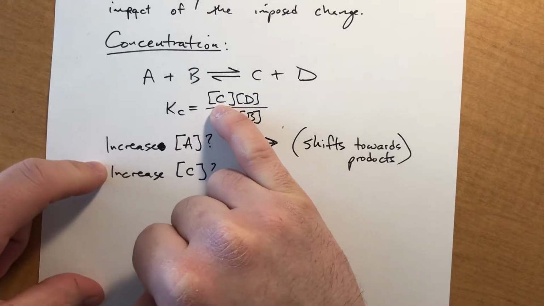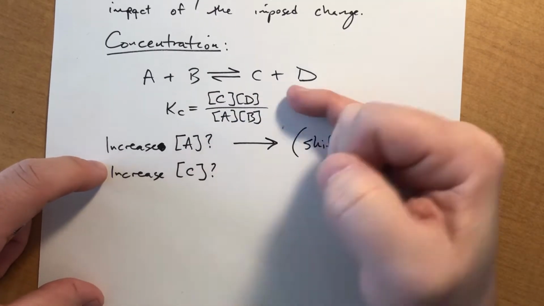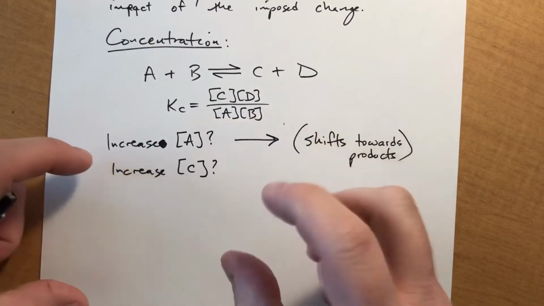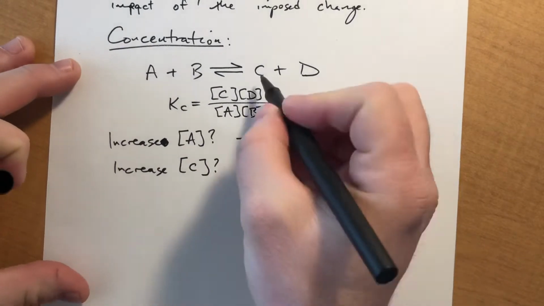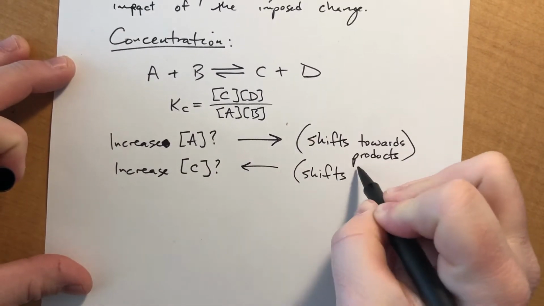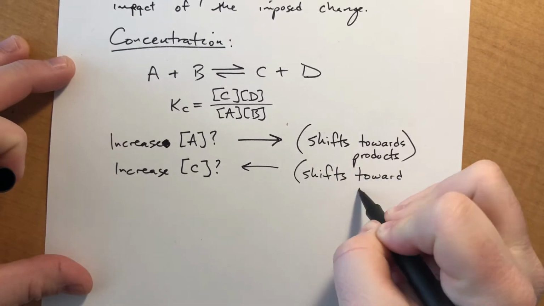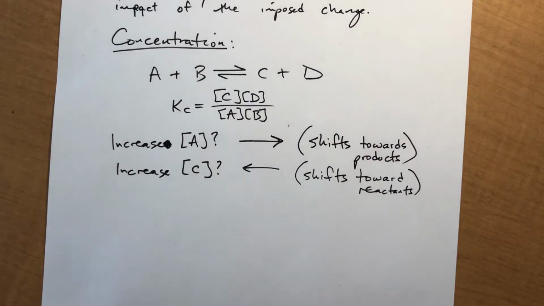Similarly, you could visualize it as if you add more C, the numerator is getting bigger, so you're going to have to shift to the left to make the denominator bigger to get it back to that original ratio. So basically, if you add products, it shifts to the left. Not too bad, right?